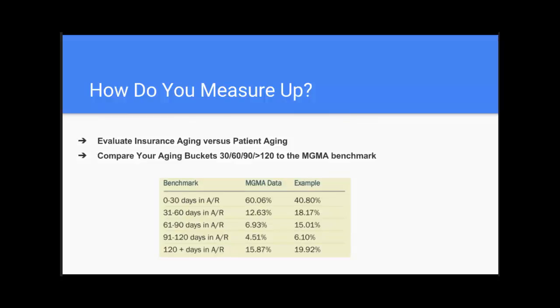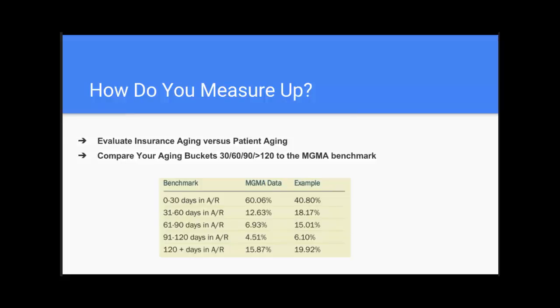The other thing we talked about is not only how many days that you're waiting to see payment on average, but taking a look at the insurance aging versus the patient aging. So let's take a look at the MGMA benchmark for that. The MGMA says that in their data for these better performing practices, you would expect that about 60% of your receivables is in that 0 to 30 day bucket. In our example, only 40% was in that first bucket.